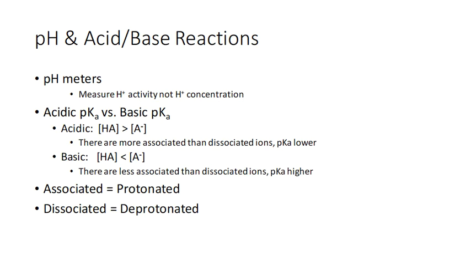The higher the concentration of HA in comparison to the A-, the more acidic the solution is. The opposite is true for a base. The greater the concentration of the A- or the base, the more basic the solution. Now is a good time to review pKa and Ka. Keep in mind that they have an inverse relationship. The higher the Ka and the lower the pKa, the stronger the acid.